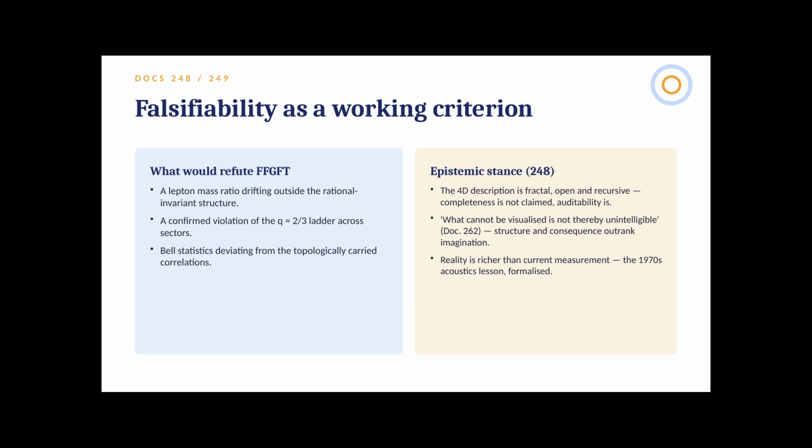A theory you can't kill isn't science, so let's name the kill condition. FFGFT would be refuted by a lepton mass ratio drifting outside the rational invariant structure, a confirmed violation of the 2/3 ladder across sectors, Bell statistics deviating from the topologically carried correlations, or a Casimir force at sub-Planck distances landing outside the T0 prediction. On the philosophy, the 4-dimensional description is fractal, open and recursive.